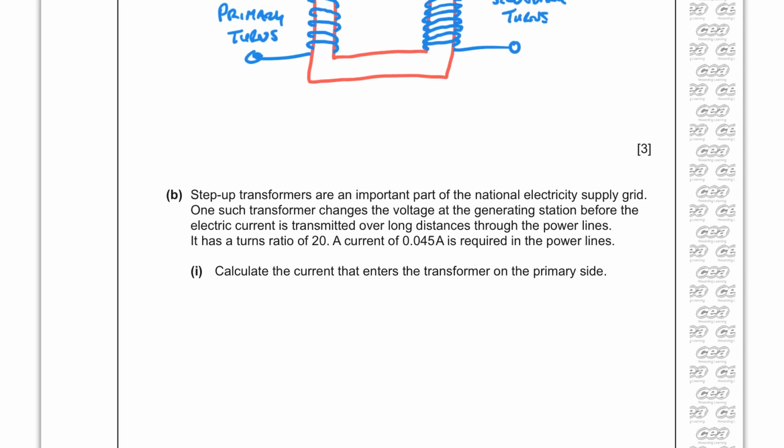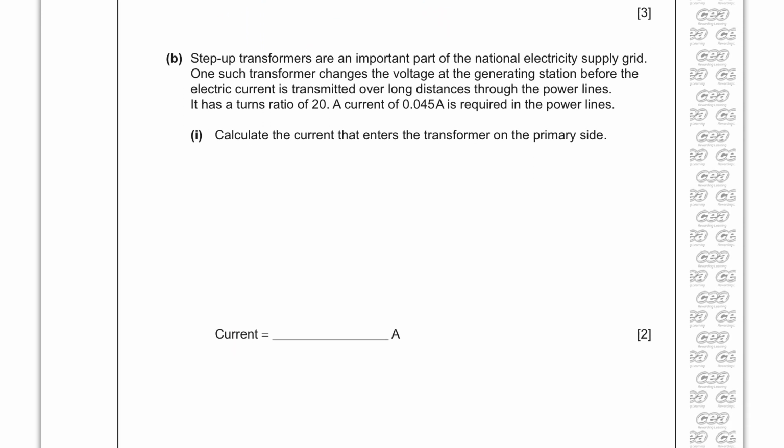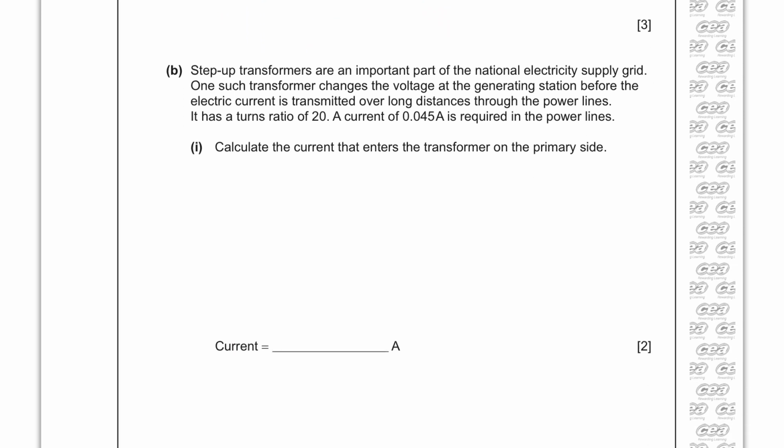Part B. Step-up transformers are an important part of the national electricity supply grid. One such transformer changes the voltage at the generating station before electric current is transmitted over long distances through power lines. It has a turns ratio of 20 and a current of 0.045 amps is required in the power lines. Calculate the current that enters the transformer on the primary side.